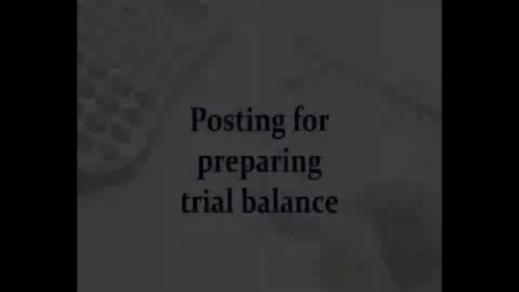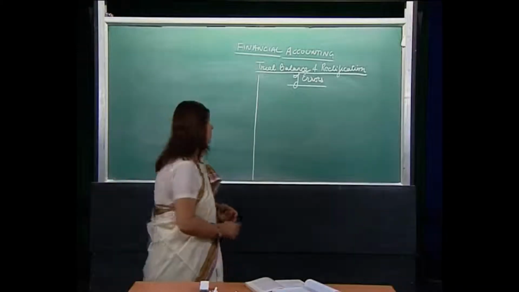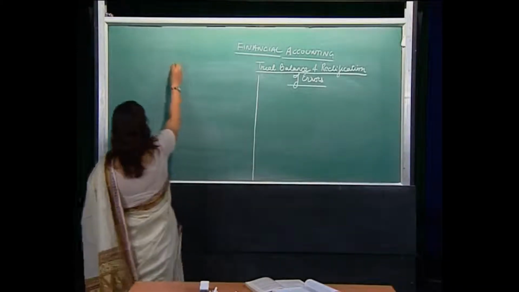So for the sake of convenience now, we are taking up an example where we are writing down certain ledgers and we shall prepare the trial balance. So we assume that cash account is there.